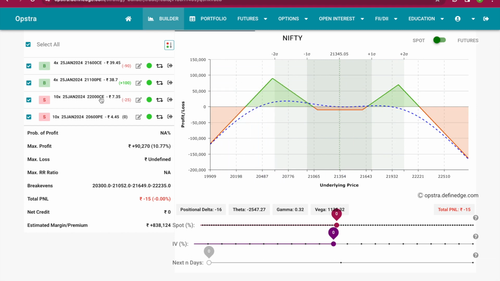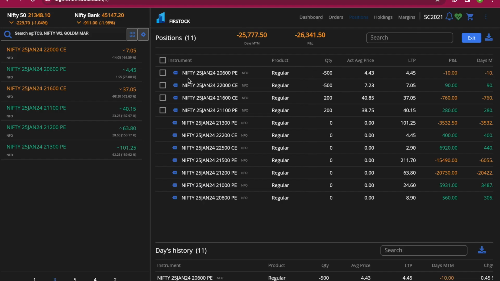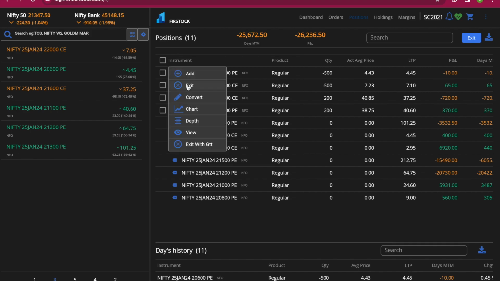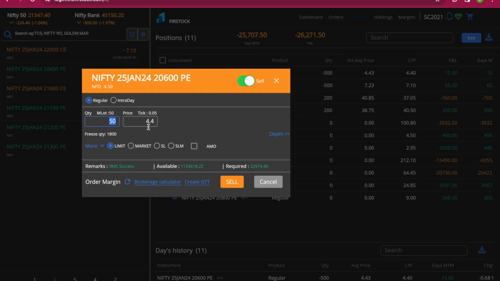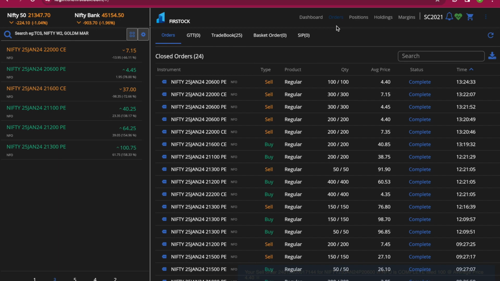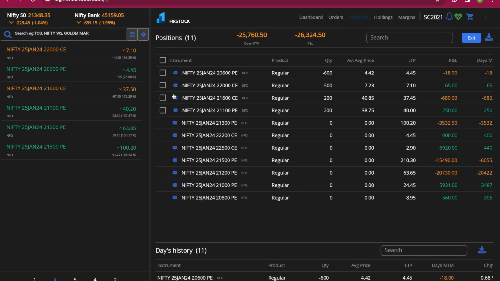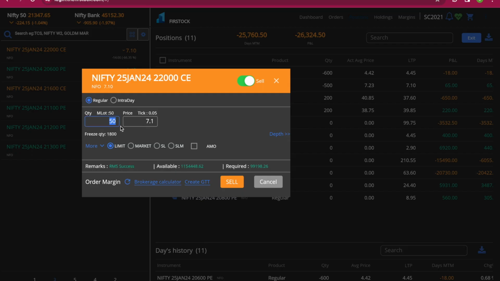Here what I can see is basically 10 lots of PE side. We can increase the risk from here. So on the PE side and CE side, let's see if we can add another 100 lots or so. If I add another 100 lots, margin available is 1 lakh and required margin is decent. Okay, if I go for limit and place the order, yes, this order is getting executed, and that is the beauty. Here I can then add this order also, 100 at 7.9.